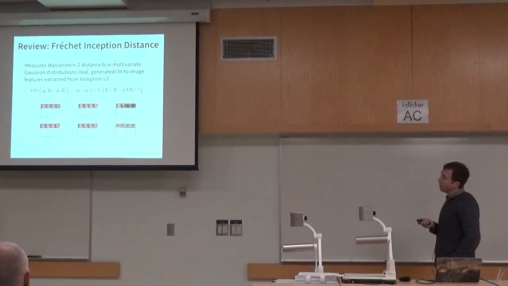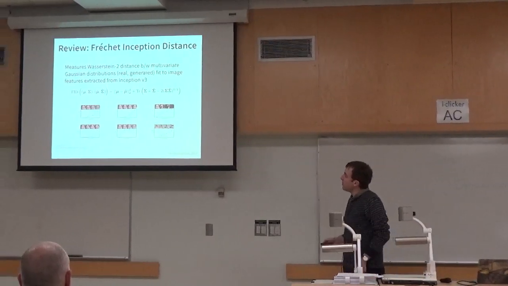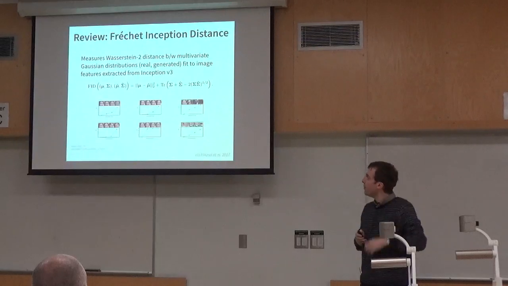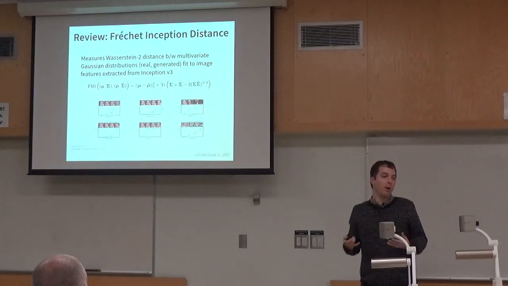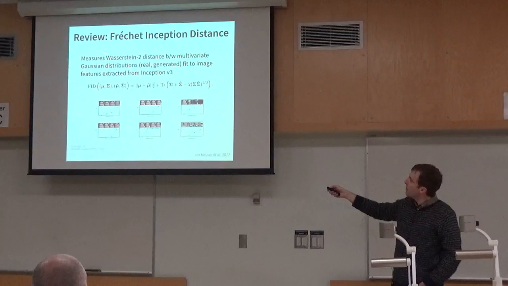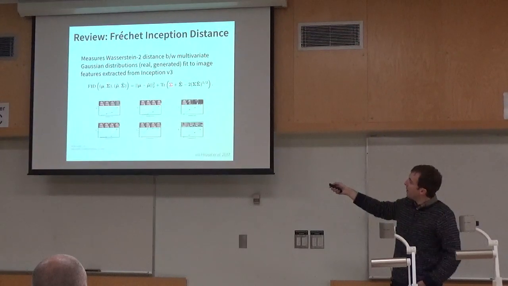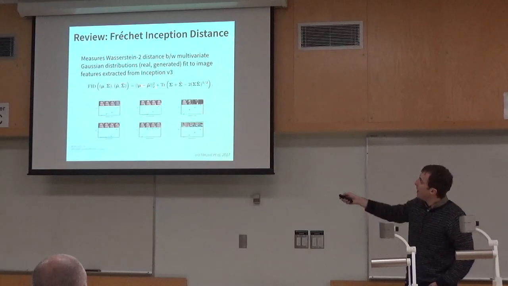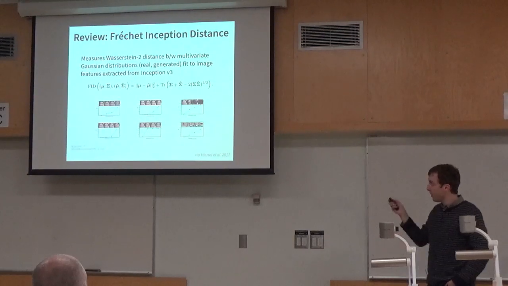So let me quickly do a review of Fréchet Inception Distance, because this is what we base our evaluation metric on. It was proposed a few years ago, and the idea is to take a reference distribution, say a test set, and your generated images, and compute a Gaussian on those two distributions. So you have a mu coming from your reference, mu hat coming from your generated images, and then you've got a sigma, which is your sample covariance coming from your reference distribution, and a sample covariance coming from your generated images, and you basically compute this Wasserstein, also known as a Fréchet distance, between these two Gaussians.